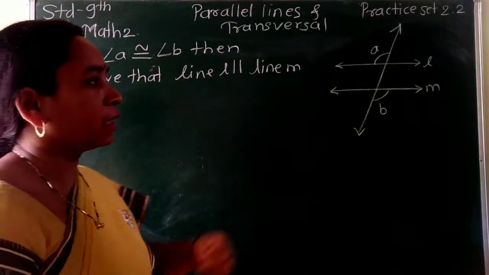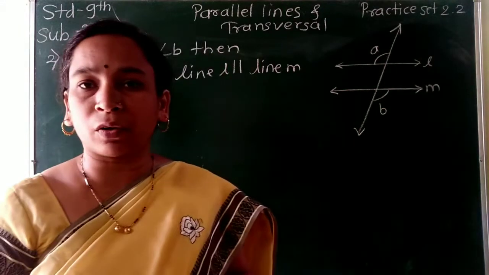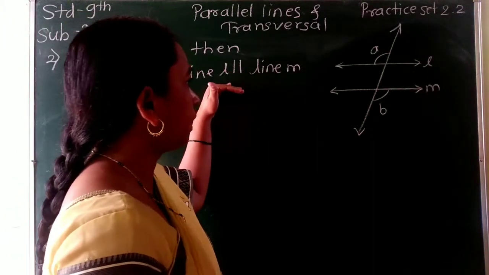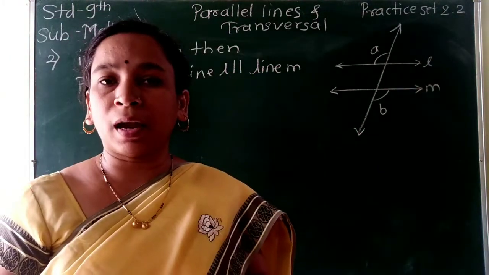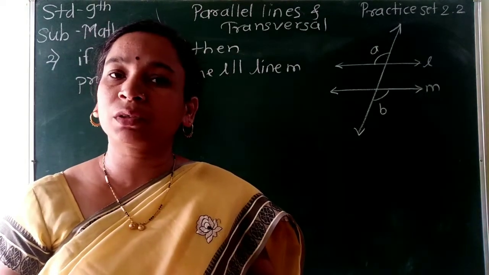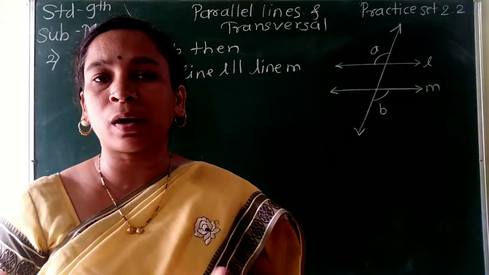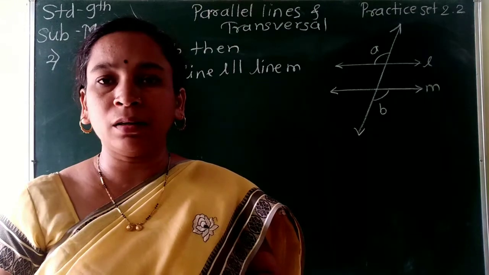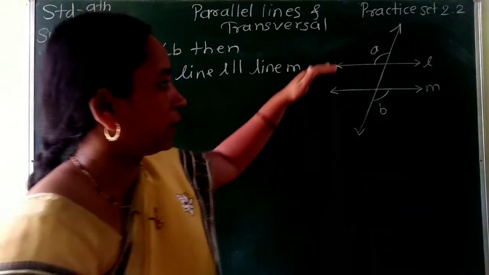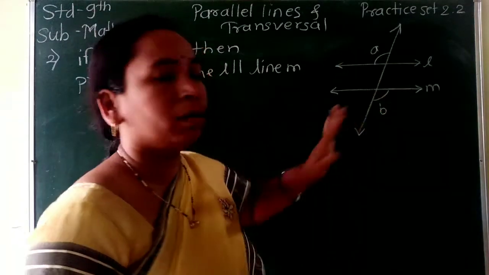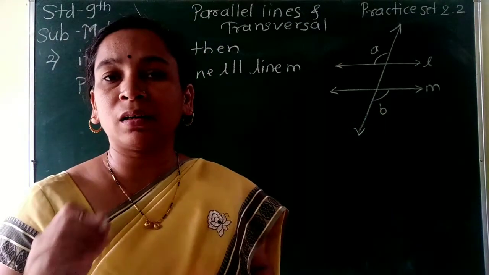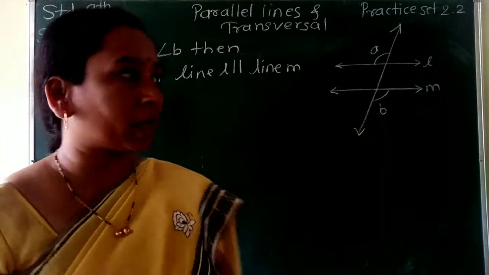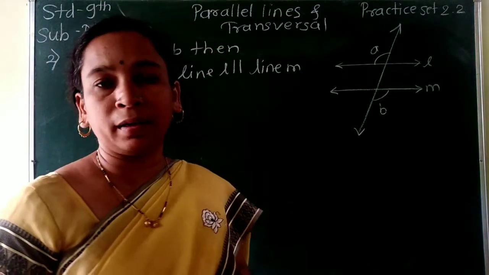Second example, in this second example, angles A and B are given congruent. And once again, we have to prove that line L is parallel to line M. To prove this, we can use the tests. In the previous examples also, I mentioned that we can use the interior angle test, corresponding angle test and alternate angle test. So here, what is the relation of A and B? A and B are alternate angles, exterior alternate angles. If these two are congruent, then by the alternate angle test, we can say that line L is parallel with line M.